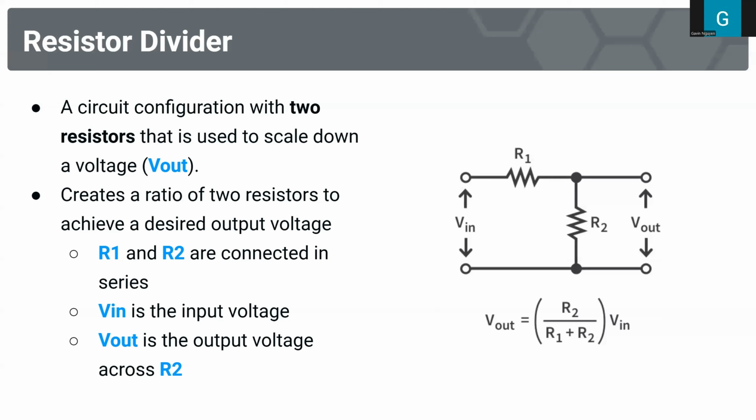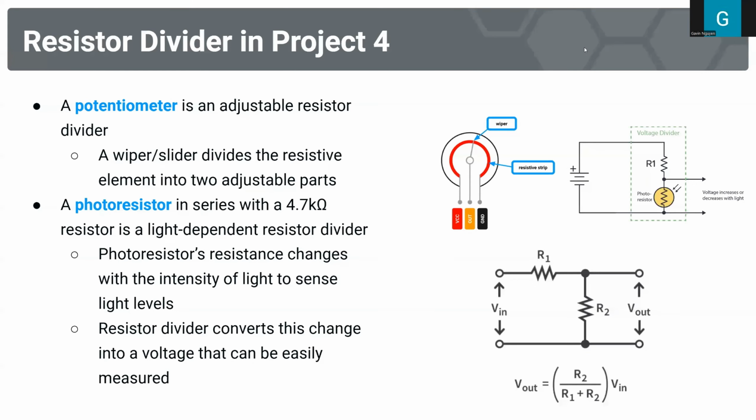So the formula is going to be V out is equal to R2 over R1 plus R2, and that's going to be in the parentheses that you can see, times V in. So if you're going to take E70A or 70B, you might actually go over the derivation of that formula. We're not going to go over it today, but if you ever want to use a resistor divider for your projects, this is the formula that you would use.